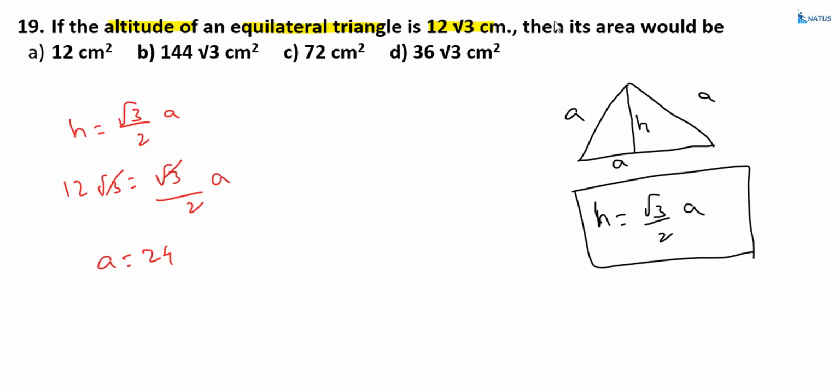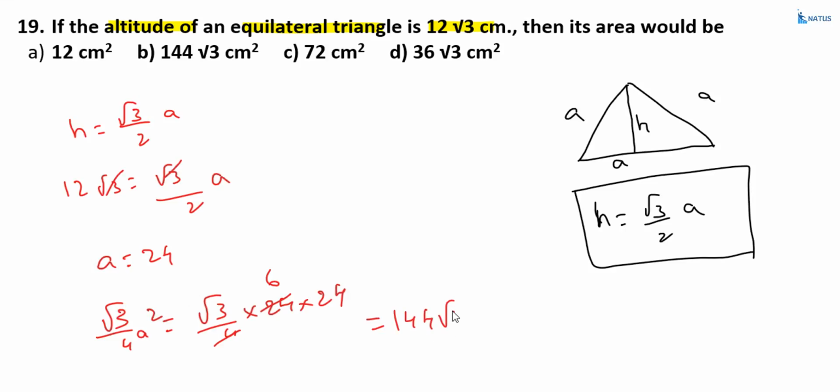Now what we require? The area. What is the area? Area equal to root 3 by 4 A square. So this is equal to root 3 by 4 into 24 into 24. And this is equal to 6 times. So this is equal to 144 root 3 square centimeters. Option B is the correct answer.